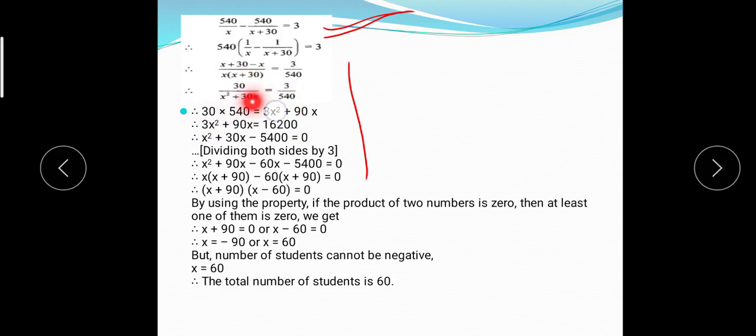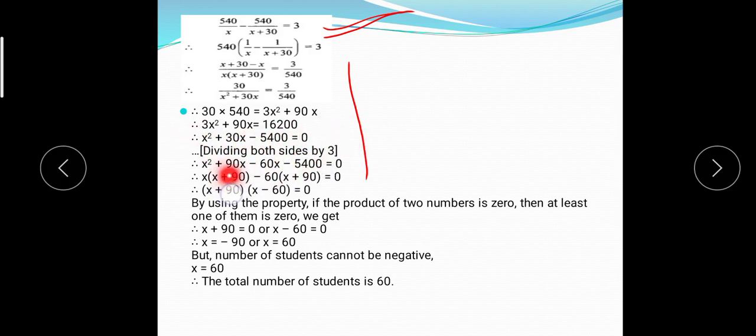So after doing the cross multiplication, you will get the equation x square plus 30x minus 5400 is equal to 0. So dividing both sides by 3, you will get x square, here it is divided. Okay. Now after dividing, you will get the equation x square plus 30x minus 1800 is equal to 0. Now we have to factorize this equation.